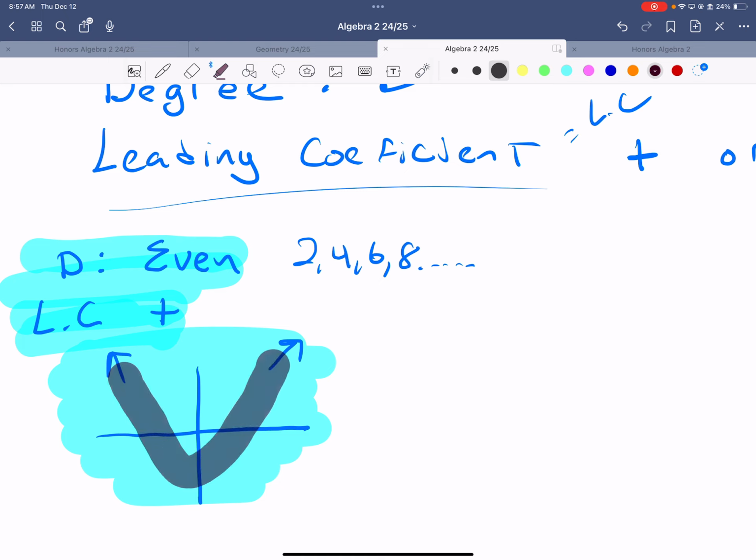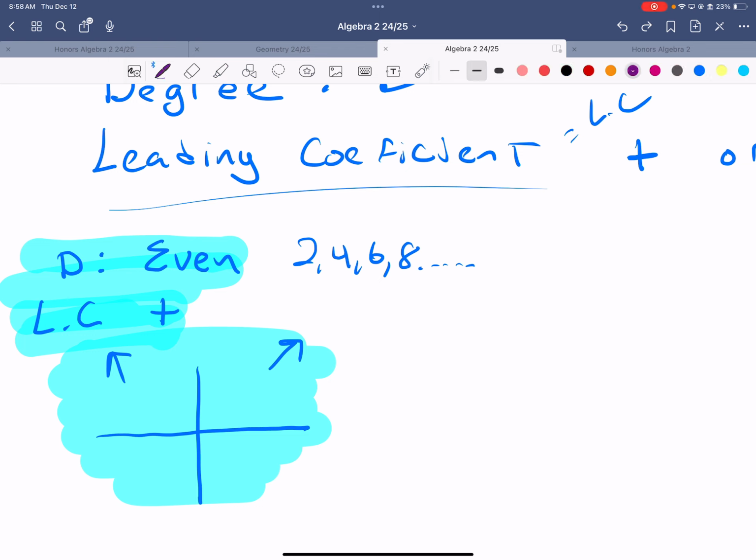It might come down here and just go like that. It might be a parabola. It might come down here and do a couple other things and go out like that and look like a W. It can do different things depending on how many terms it has and what actual degree it is. But if the degree is even and the leading coefficient is positive, that's what has to happen.